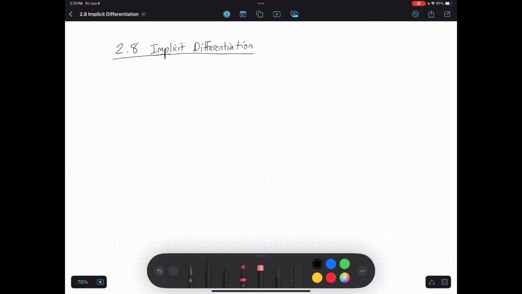Okay, welcome to our 2.8 concepts video, where we're going to be talking about something called implicit differentiation. This concept's not really an application of derivatives, but more just another strategy we have for taking derivatives of more complicated equations. Equations such as this.